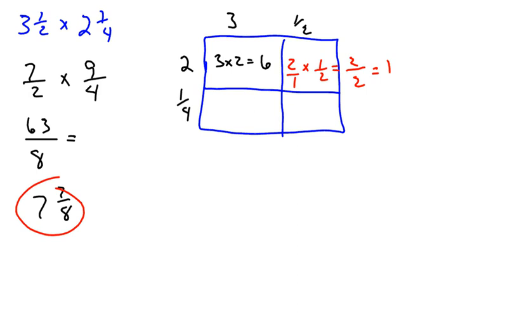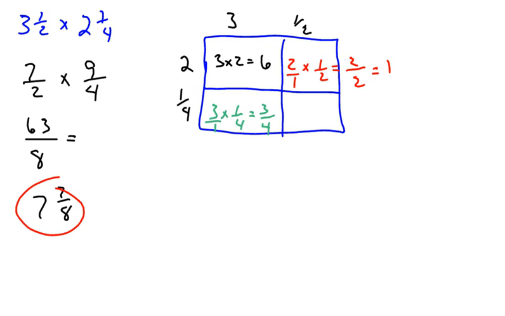Now down in this square, we're going to switch to green. We'll do 3 times 1/4. Again, 3 is really just 3 over 1. So we end up with 3 times 1 is 3, 1 times 4 is 4. So we end up with 3/4.